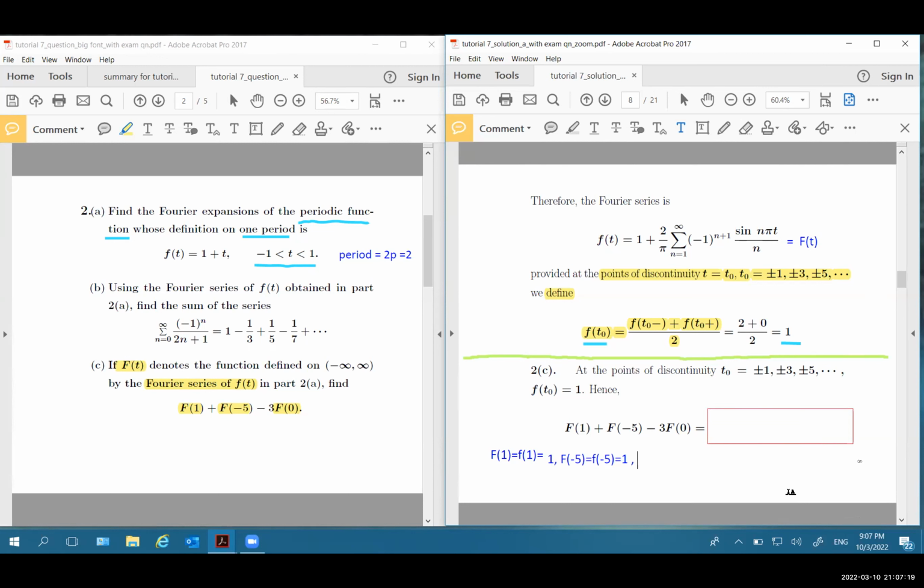And how about F(0) then? Then you say, hey, this is also small f(0). Now, what is small f(0)? Do we know what is small f(0), class? Is 0 a point of discontinuity?